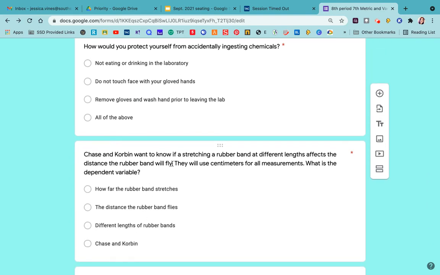Chase and Corbin want to know if stretching a rubber band at different lengths affects the distance the rubber band will fly. They will use centimeters for all measurements. What is the dependent variable? Is it how far the rubber band stretches, the distance the rubber band flies, the different lengths of rubber bands, or Chase and Corbin? Remember, dependent's what we're looking for.